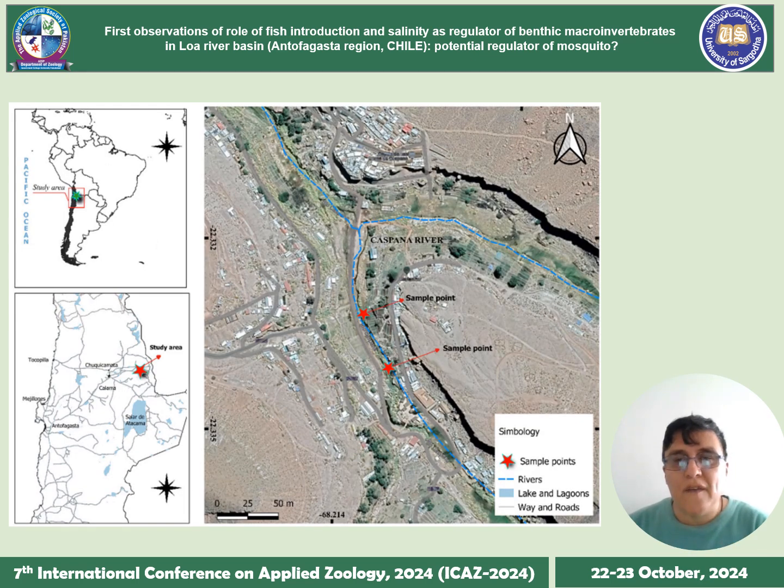In this place, you can see the map of other sites corresponding to Loa River Basin. It corresponds to Caspana River, which is a tributary of Salado River, and Salado River is in turn a tributary of Loa River. It is an upper zone of Loa River. You can see the maps and location of this study site.